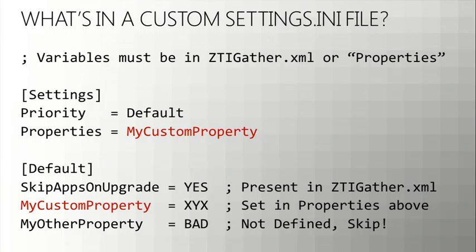That is actually defined in ztigather, and when we go in and process it, it will work. MyCustomProperty is something we just defined here, so we can process that as well as we move forwards. But the other one, MyOtherProperty, is not defined anywhere. It's not defined in the XML file, and it's not defined in the properties and the settings, so it will not really do anything.